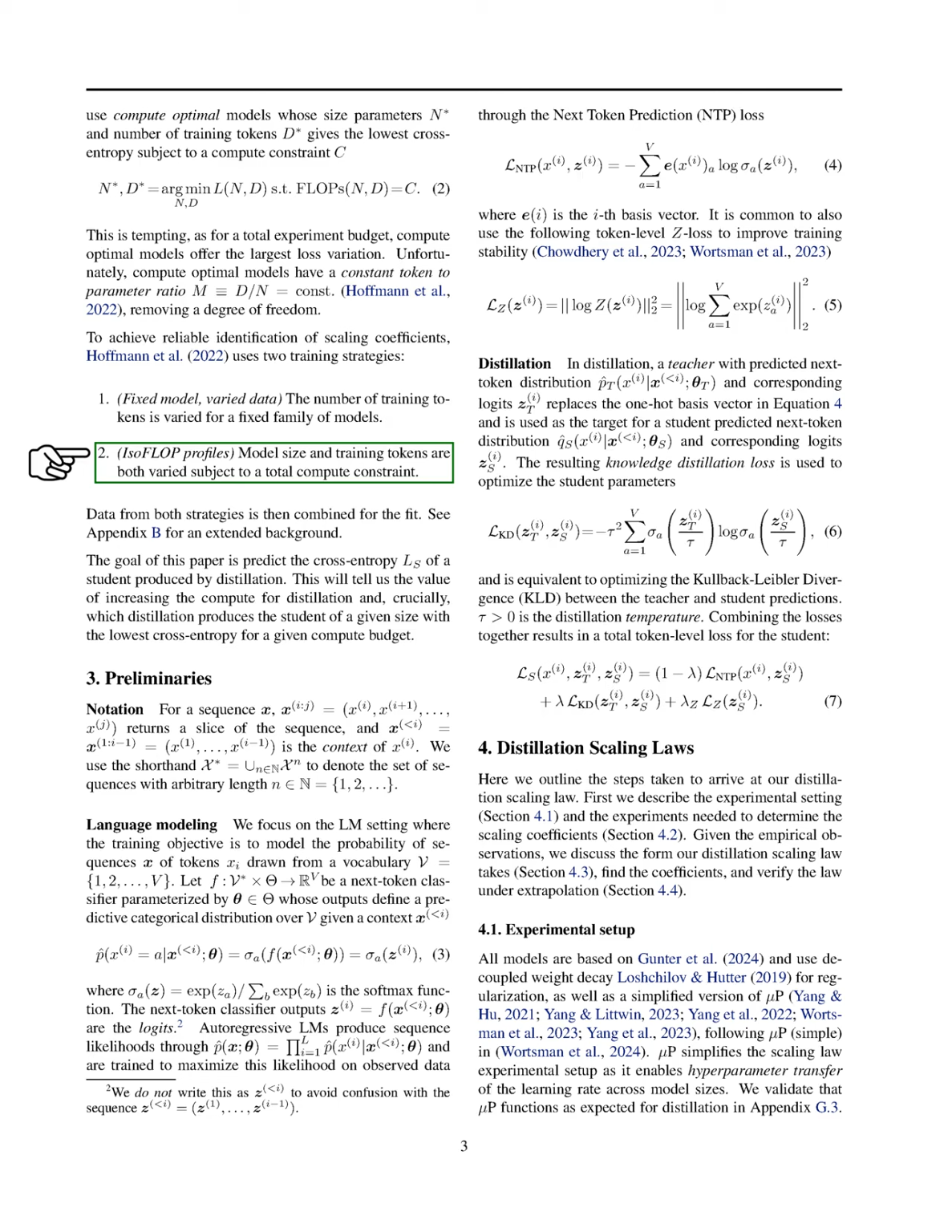To identify these coefficients reliably, we employ two training strategies, one where we keep the model size fixed while varying the number of training tokens, and another where we vary both model size and training tokens under a total compute constraint. We then combine the data from both strategies for our analysis. Our main goal is to predict the cross-entropy of a student model produced through distillation. This will help us determine the value of increasing compute resources for distillation and identify which distillation method yields the student model with the lowest cross-entropy for a given compute budget.